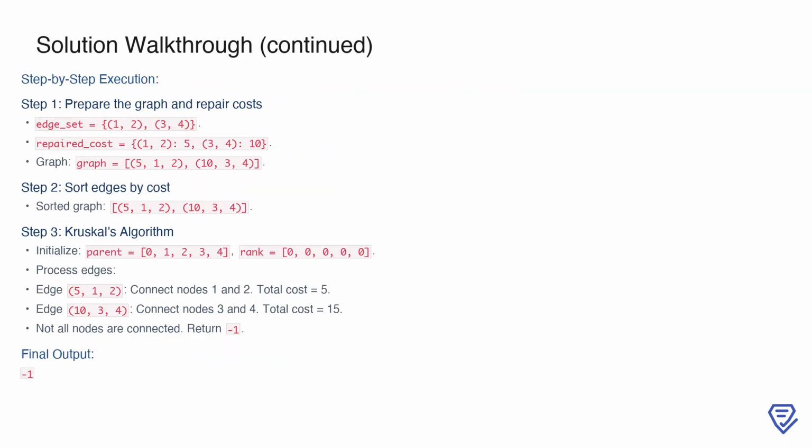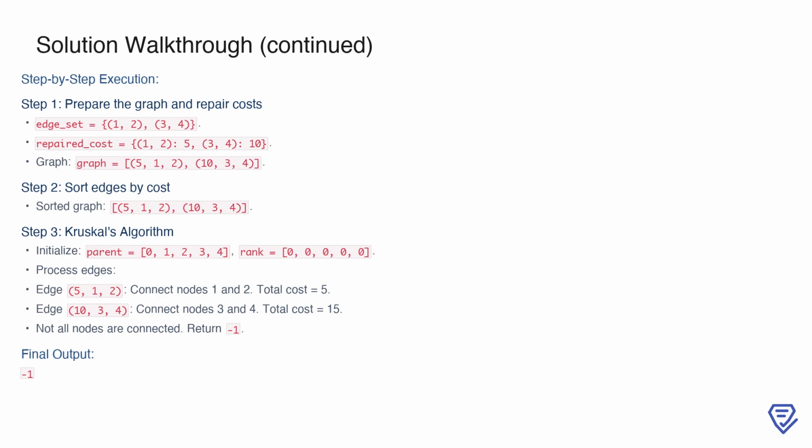In this example, the input specifies n equals 4 nodes and 2 disconnected components, one with edge (1, 2) and another with edge (3, 4). Both edges are broken and need repair, which is specified in edges to repair with costs of 5 and 10, respectively. We start by preparing the graph. The broken edges are stored in edge_set, and their respective repair costs are mapped in repaired_cost. Since there are no intact edges, the graph initially contains only the broken edges with their repair costs: (5, 1, 2), (10, 3, 4). Next, we sort the graph by cost, resulting in the same order: (5, 1, 2), (10, 3, 4).